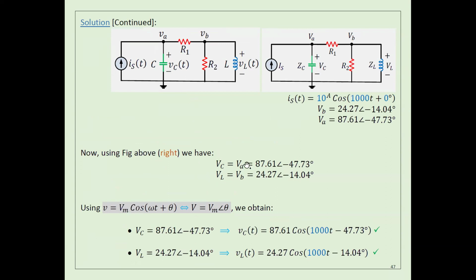Now this is VA and VB, but they are in the complex domain. You can convert them from the complex domain to the time domain. So for this one, 87.61, you need to add omega t here, and the angle is here. This one, 24.27, is here, omega t, and the angle is here. Okay, guys? That's it. Nothing else here. Let's see, any questions?